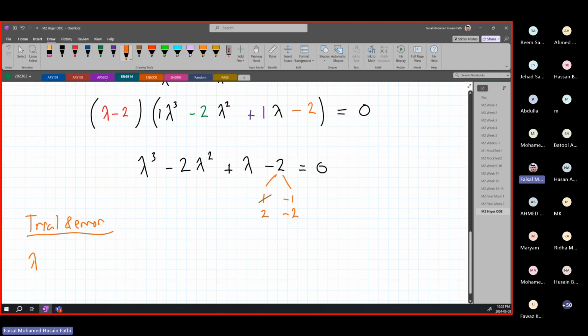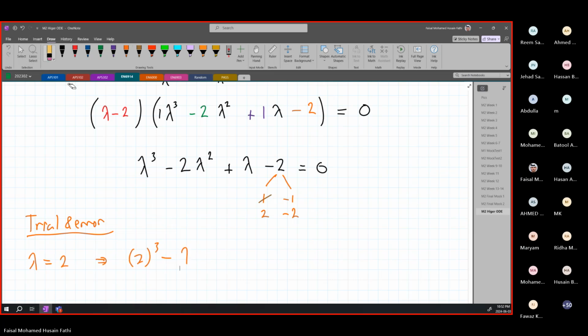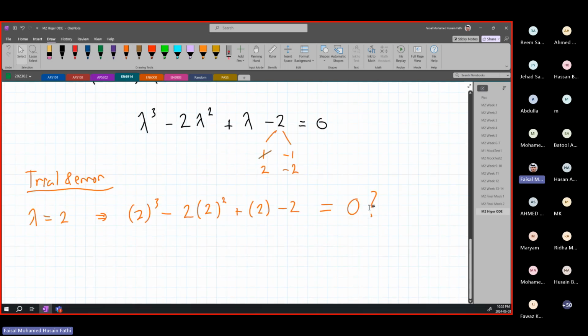So we're going to have lambda equal to 2, let's see if that's the case. So 2 cubed minus 2 times lambda squared, which is 2 squared, plus 2 minus 2. And let's see if this is equal to 0. We need to check if it's equal to 0. 2 to the power of 3 minus 2 times 2 to the power of 2 plus 2 minus 2 gives us, what do you know? It gives us 0. Again, this is also a root.